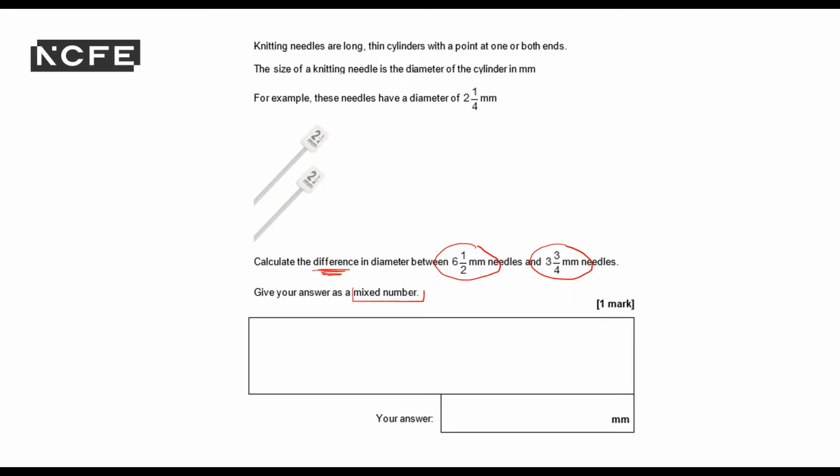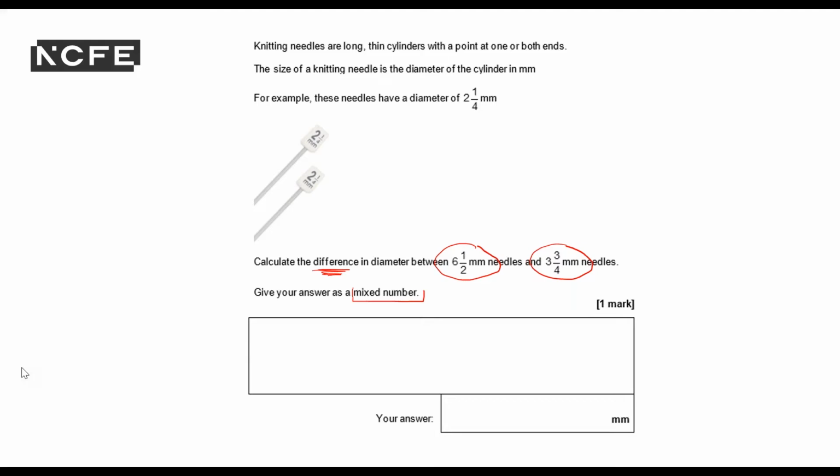Okay, so the difference between 6½ and 3¾. Even though I can draw on the screen as if I was doing a writing paper, because I know that a lot of learners do their assessments online, I will show in the working box what I would put in the working box if I was doing it online, and any scribbles that I don't necessarily want the examiner to see, I'll make those off to the side. So I want to do 6½ take away 3¾.